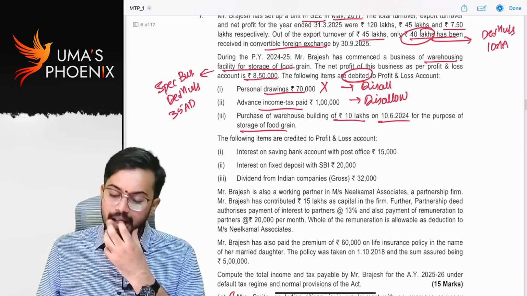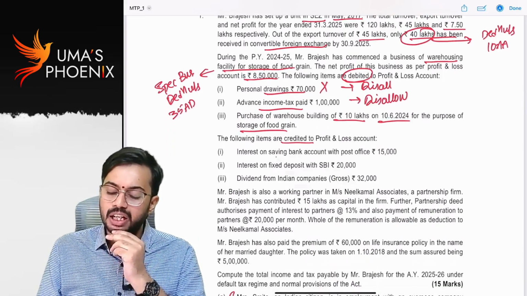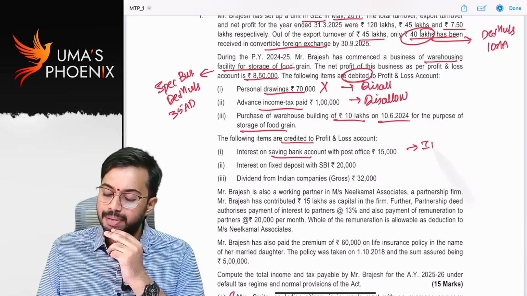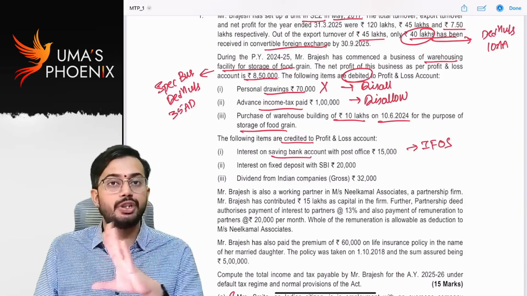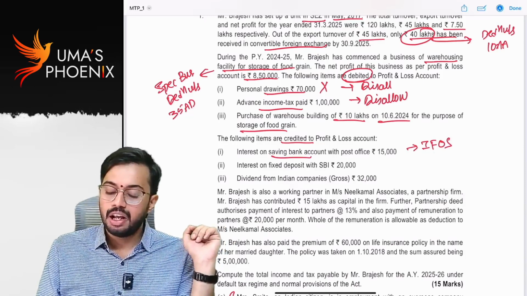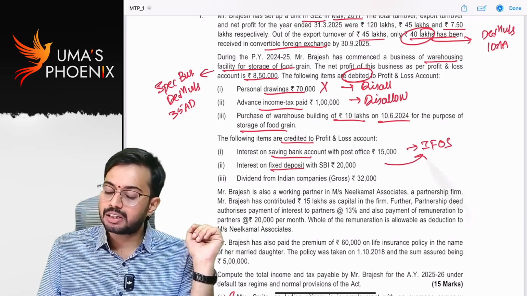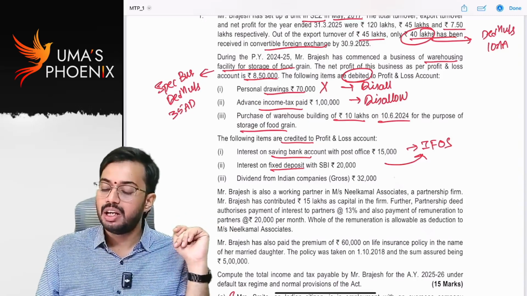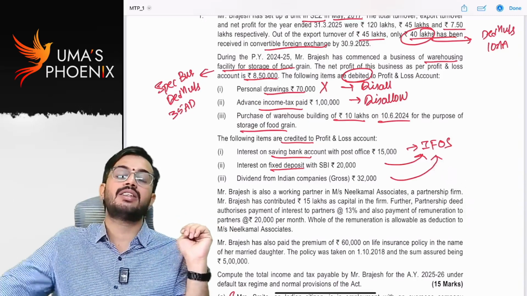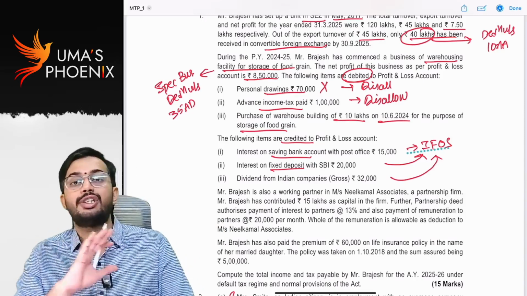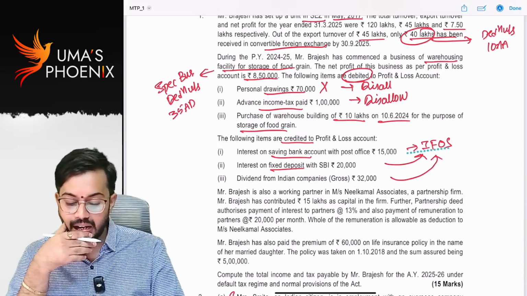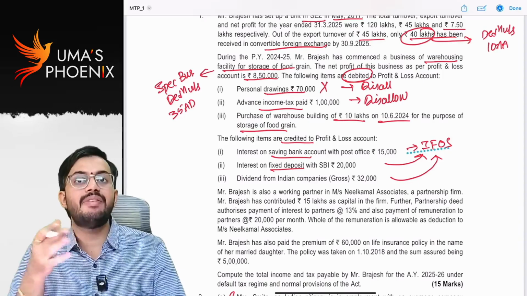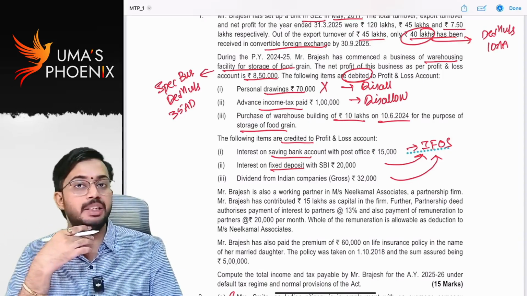Following items were credited to P&L account. Interest on savings bank, this is taxable under IFOS, that should not be credited to P&L account. Interest on FD, that is also taxable under other sources, should not be credited to P&L account. Dividend from Indian companies, that is also taxable under other sources and it should not be credited to P&L account. So we will disallow while calculating PGBP.